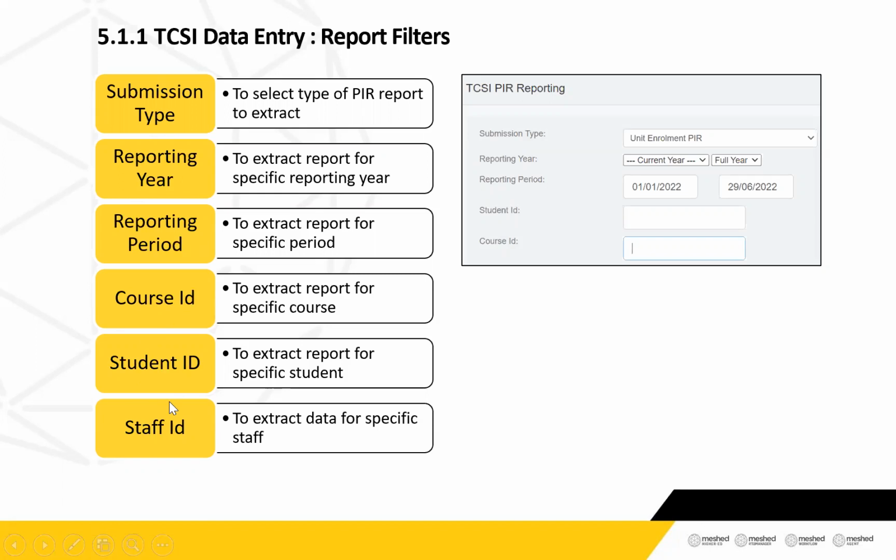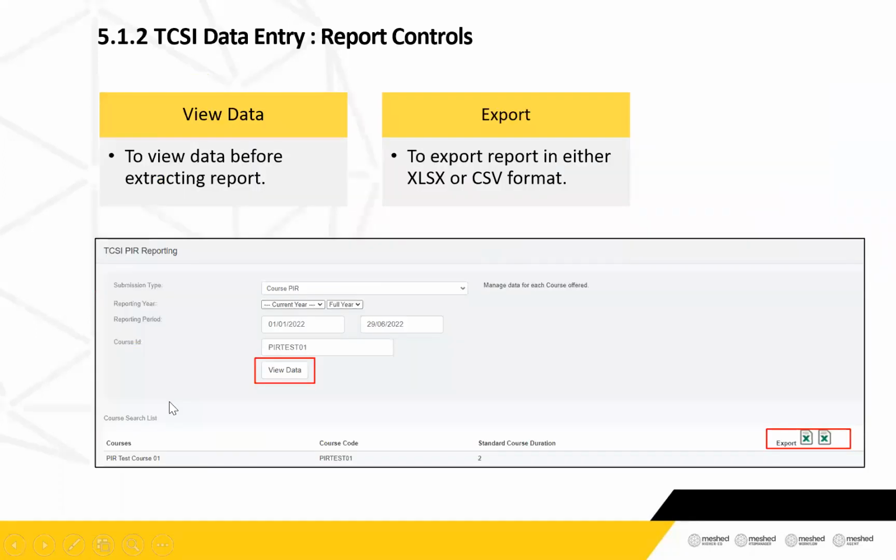Similarly for student ID and staff ID. Then there are these report controls. First is view data, and second is export. Once you provide all filter options, you can click on view data and the system will provide the related data items for you.